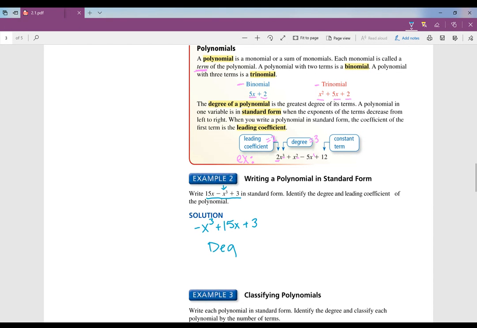Our degree for this polynomial is going to be 3, because that's our highest exponent. And our leading coefficient is going to be negative 1. Right, because that's what we have in front of our x cubed.